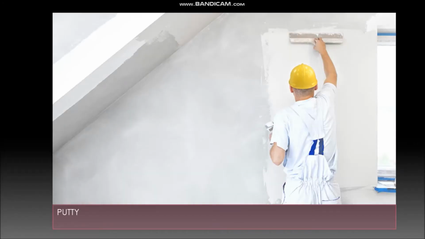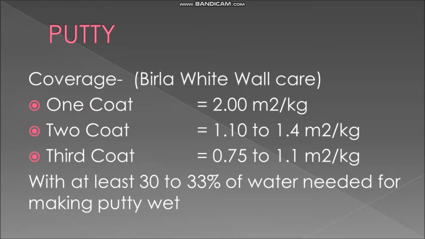Wall putty. Now we are discussing the branded products that cover more and fill voids better, like Villa White Putty and JK White Putty. For one coat, 2 square meters area is covered by 1 kg of putty. For two coats, 1.1 to 1.4 square meters is covered by 1 kg of putty, and for three coats, 0.75 to 1.5 square meters is covered by 1 kg, with at least 30 to 33% of water needed for making wet putty.